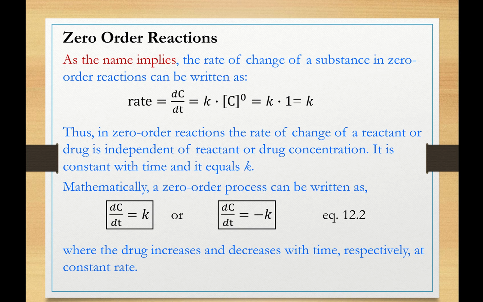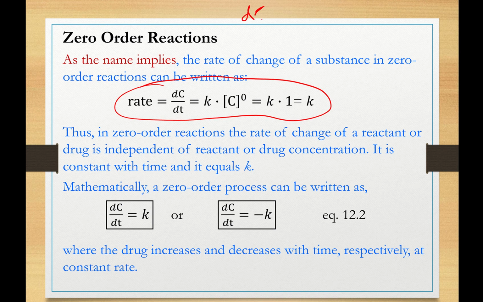Now, as the name implies, the rate of change of a substance in zero-order reactions can be written as dC/dt is equal to k times C to the 0. Now, I remind you that the rate law is written as dC/dt is equal to k times the reactant concentration to the order of a reaction. Since the order of a reaction is 0, I have C to the 0, which is 1, and therefore dC/dt for a zero-order process is equal to the rate constant. So this is very important.